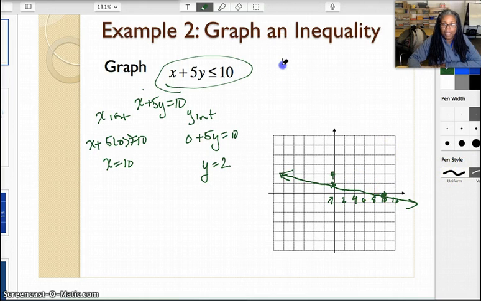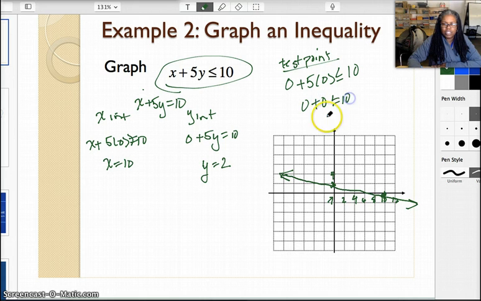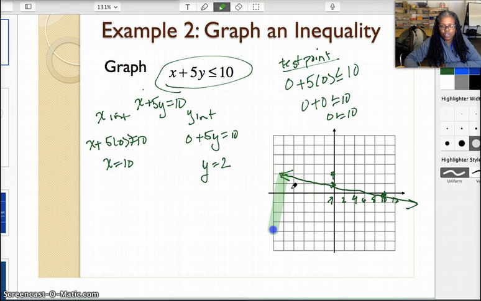So let's check it out. My test point, I think last time I called it my chosen point. I meant to say test point. My test point is 0, 0. So 0 plus 5 times 0. Is that less than or equal to 10? 0 plus 0 less than or equal to 10. Of course 0 is less than or equal to 10. And so what I'm going to do is shade down here. So this side has been included. Because the origin is included, this half of the plane is included.